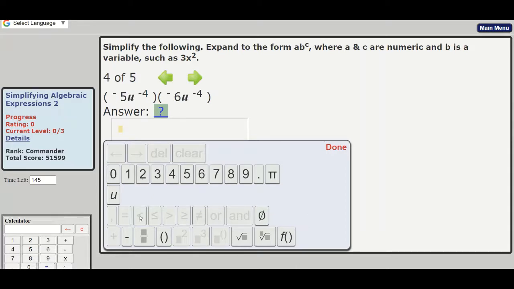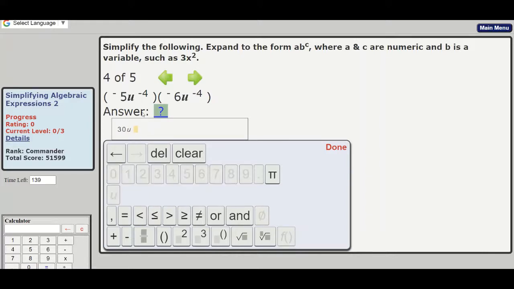Negative 5 and negative 6, positive 30. Then U, tapos, oh my gosh, yung pusa kinakagat yung mouse. Negative. Hoy, wag nga.